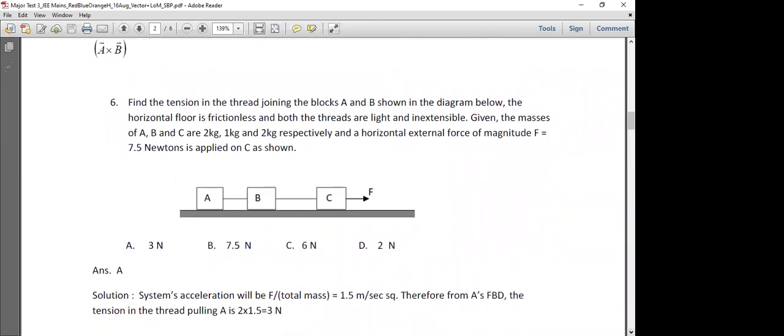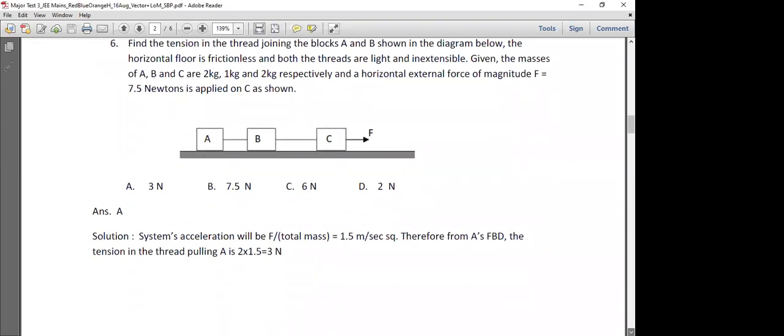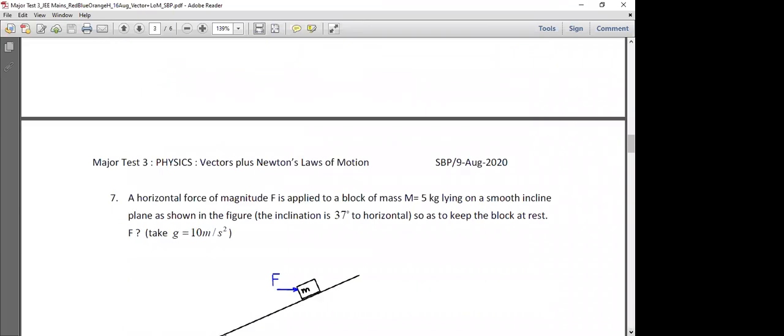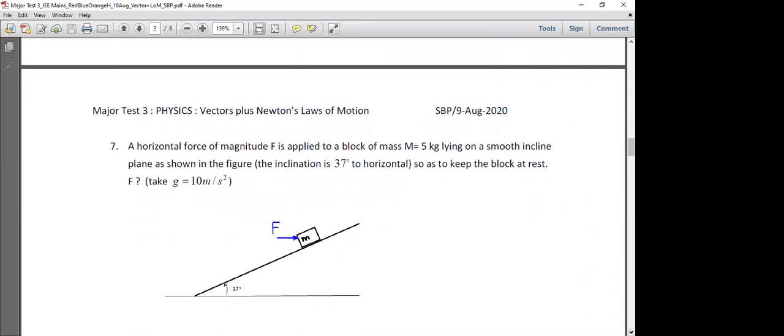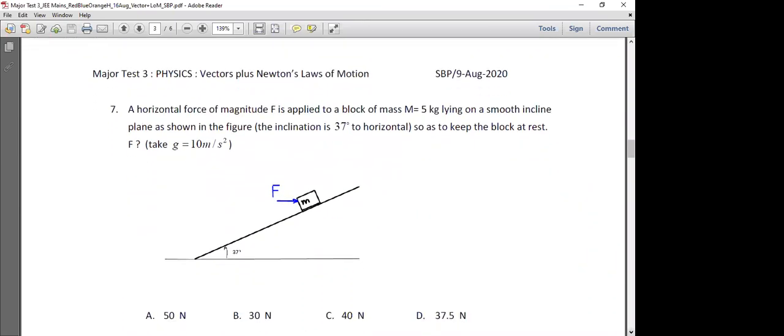Let's come to the sixth question. Does anybody have a doubt in the sixth question? Sixth is clear to all of you? Okay, seventh question, Shikhar, you have a doubt, so I'm coming to that. This is question number 7.